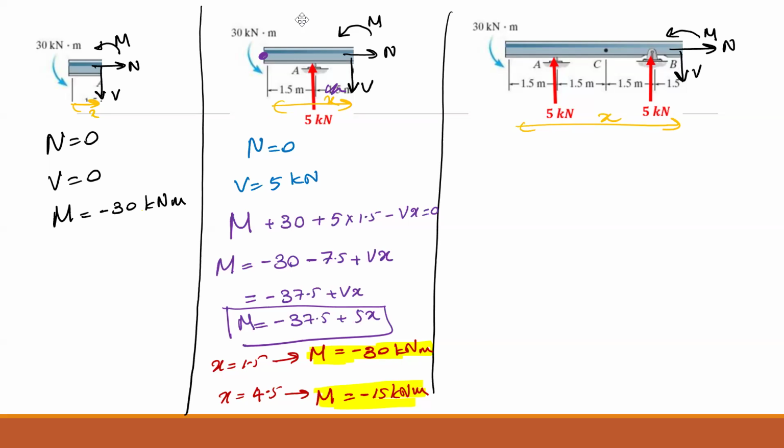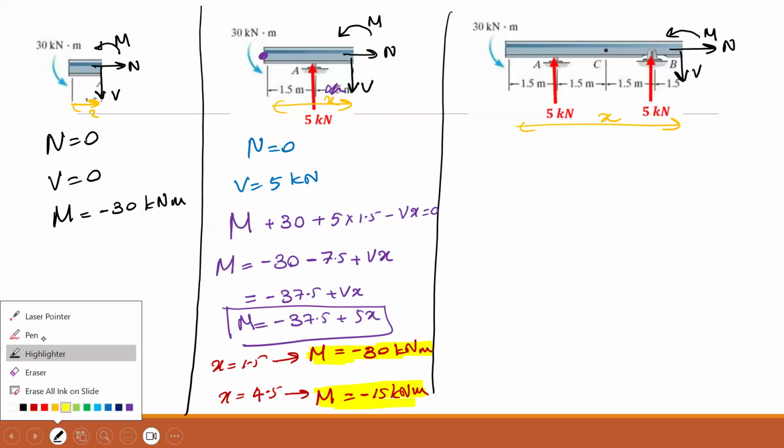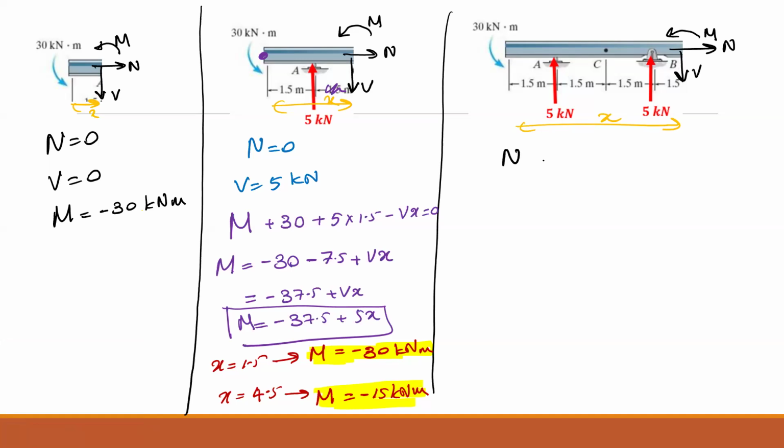I think I've done the last one. Okay, let's see. So N is 0, V is positive 10.